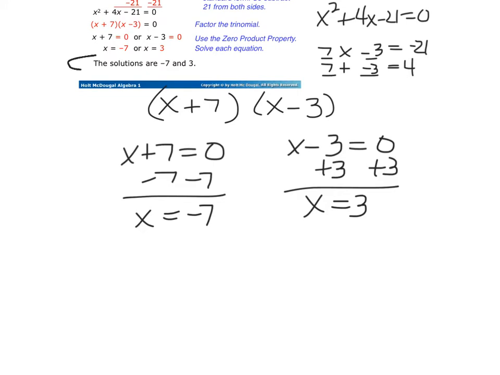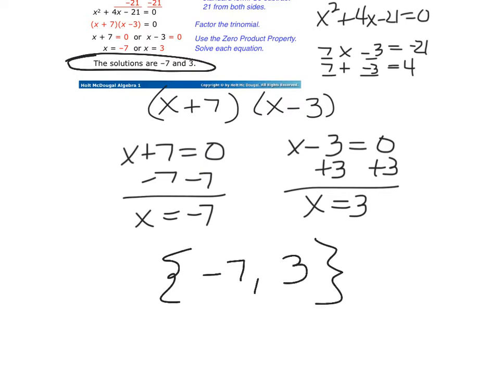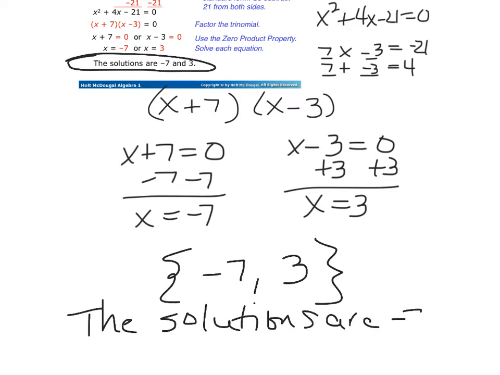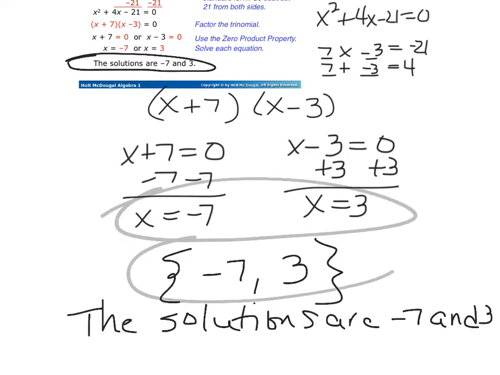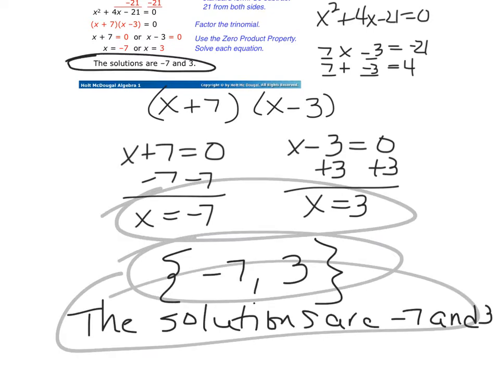Sometimes they're going to make you write it in set notation. So you could either write out the solutions are negative 7 and 3. Don't put them in parentheses together because that looks like an ordered pair. So if you're going to write it together with a comma in between, put it in set brackets, okay, or just show this. And when we review for the test, I'll tell you how you're going to see it on the test.